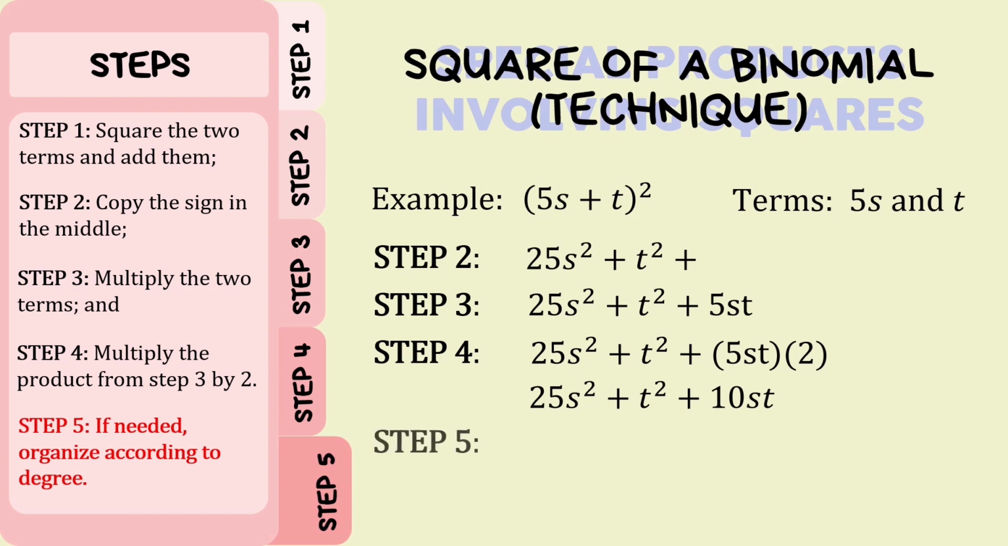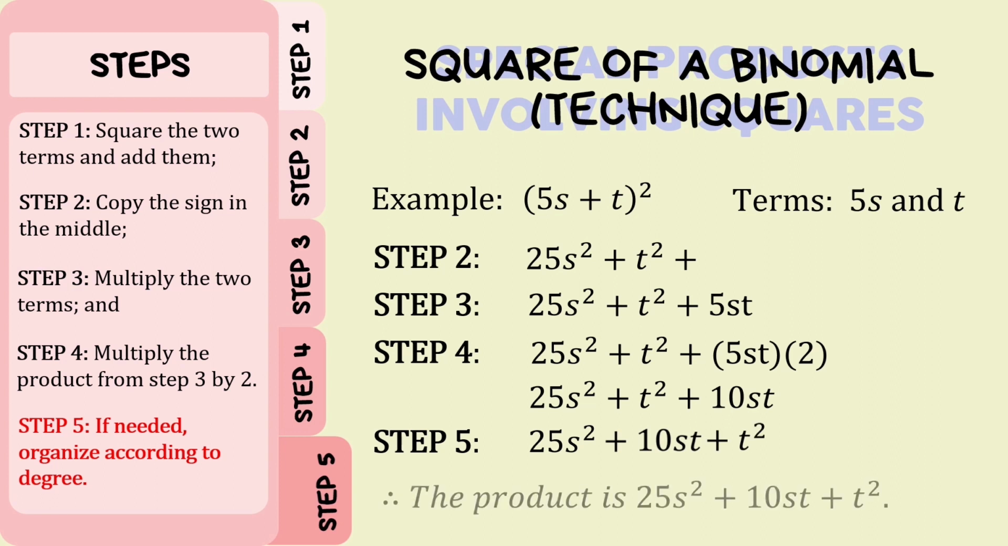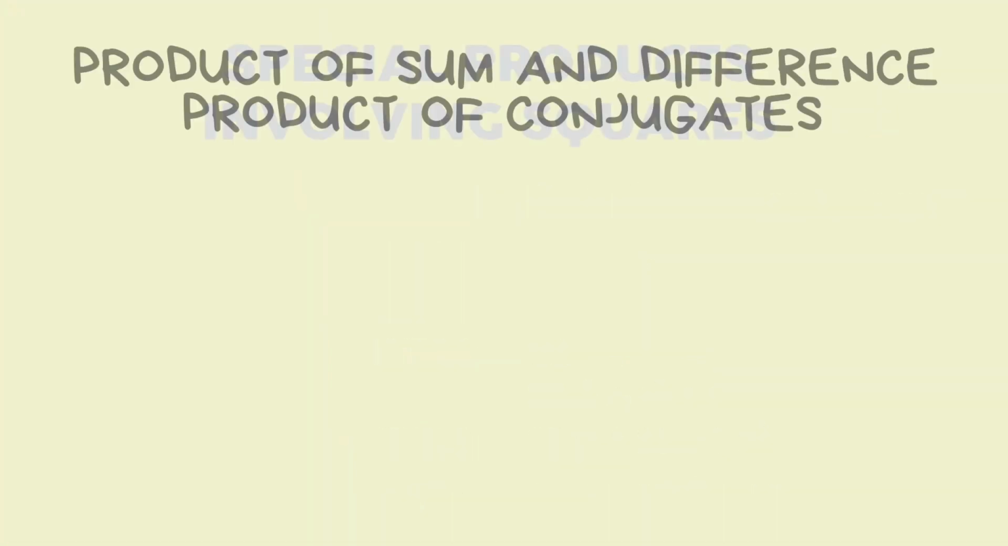But of course, the last step is to organize. The 10st and t squared will just change positions because, as I've said earlier, alphabetical order also matters. Therefore, the final product is 25s squared plus 10st plus t squared. I hope you've understood that because we will be proceeding to the second type of special product.